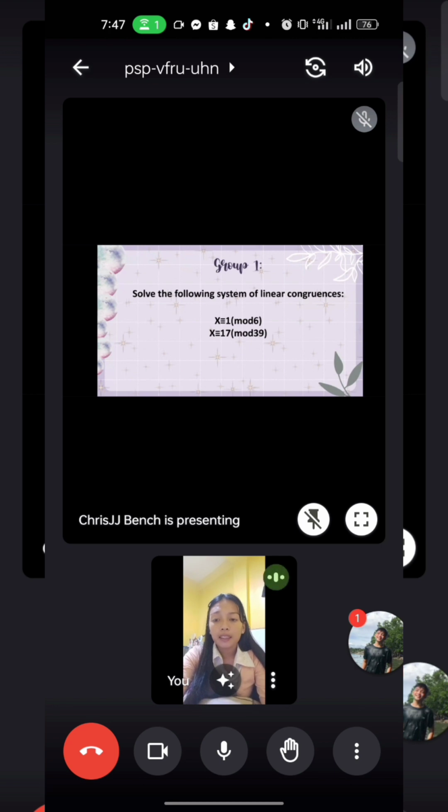Solve the following system of linear congruences: x is congruent to 1 mod 6 and x is congruent to 17 mod 39. And for group 2, here is your equation. So solve the following system of linear congruences: x is congruent to 8 mod 12 and x is congruent to 6 mod 9. So I will give you 15 minutes, and your 15 minutes will start now.